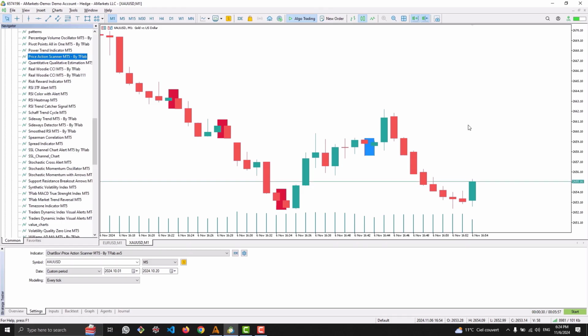rails, outside vertical bar, pivot point reversal, pin bar, and wide range bar. Let's go through the settings of this indicator together.